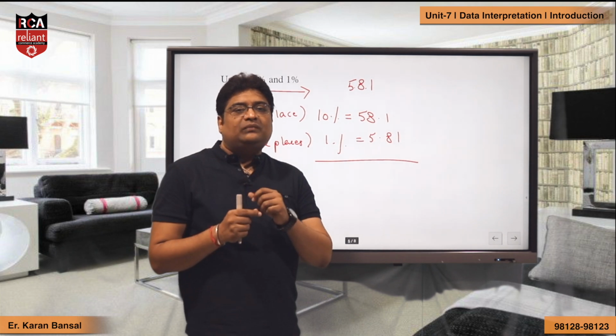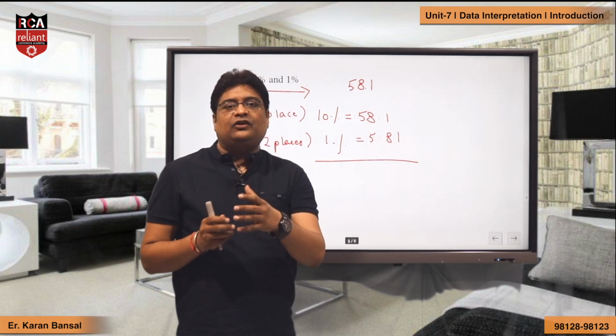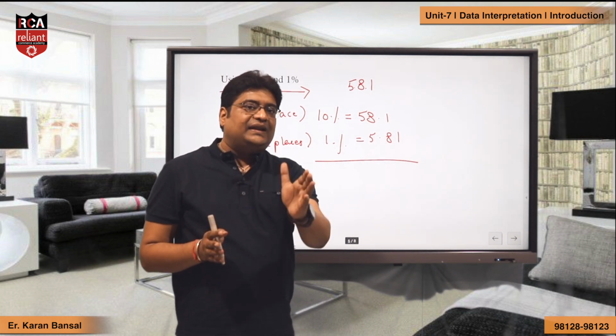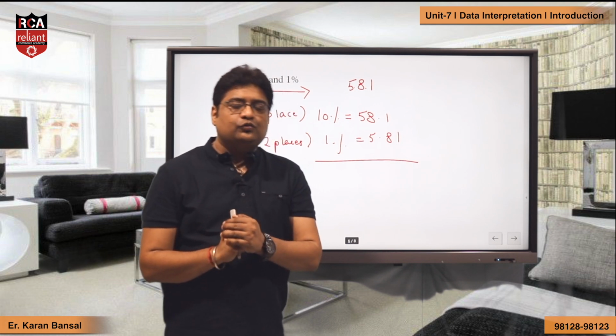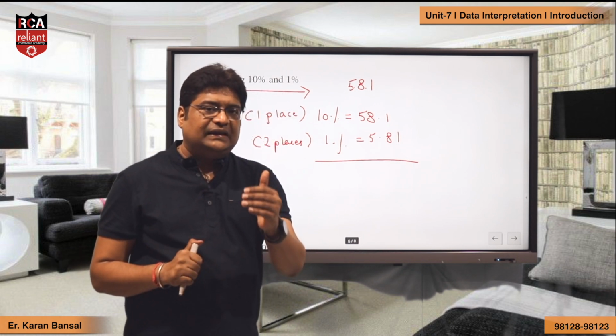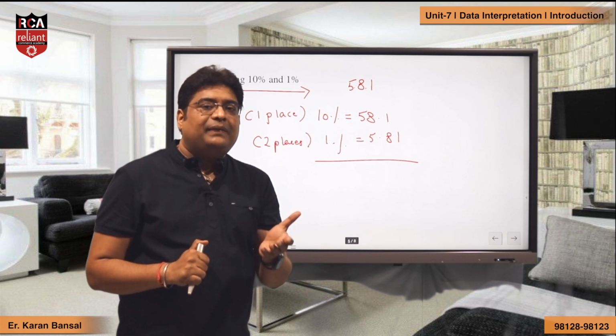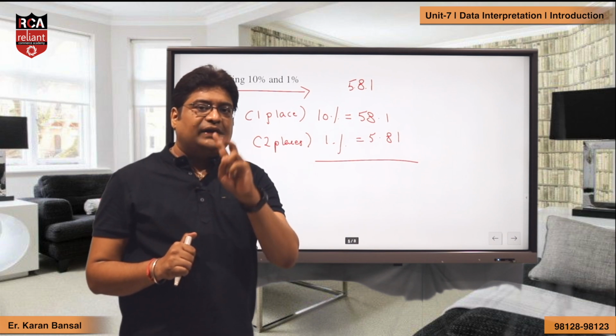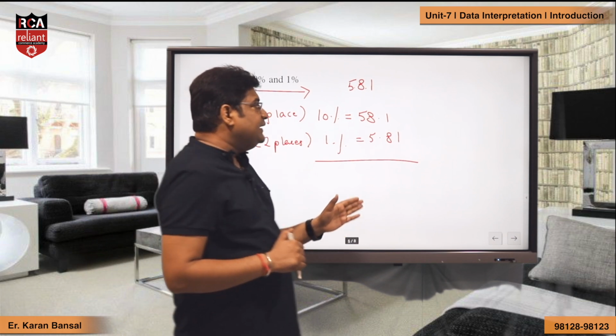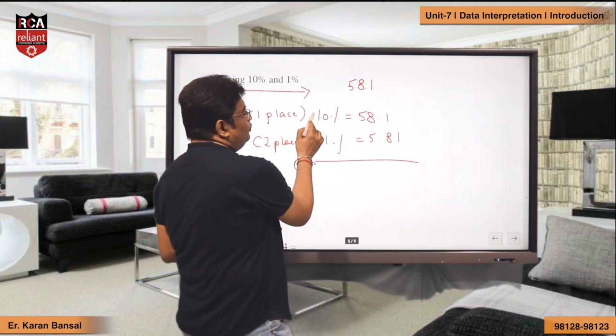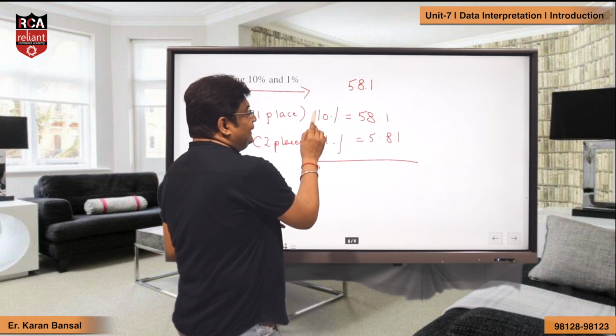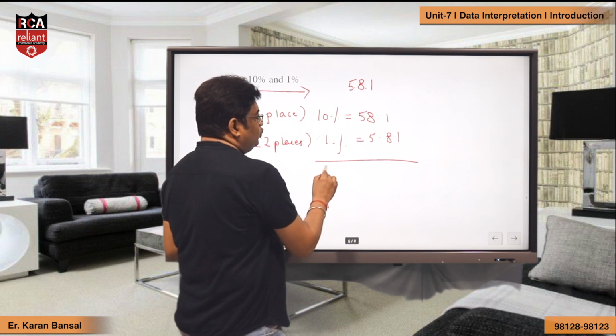So what is the use of 10% and 1%? Remember, you can use them like you use a 10 rupee note and a 1 rupee coin in real life. Let's say you go out shopping and you have to pay 11 rupees. How do you pay 11? You give one 10 rupee note and a 1 rupee coin. Similarly, you can make 11% as 10% plus 1%.